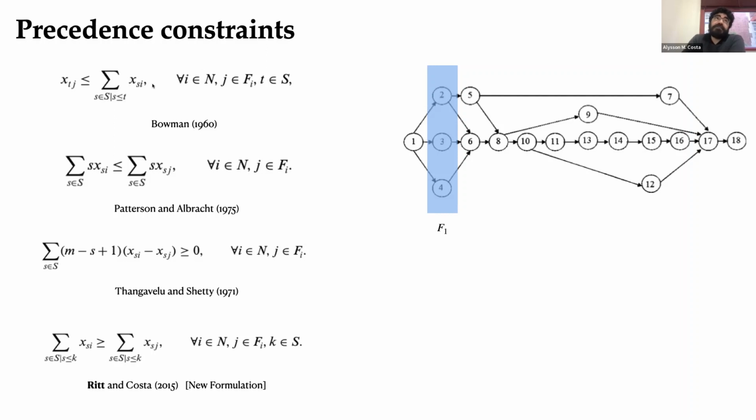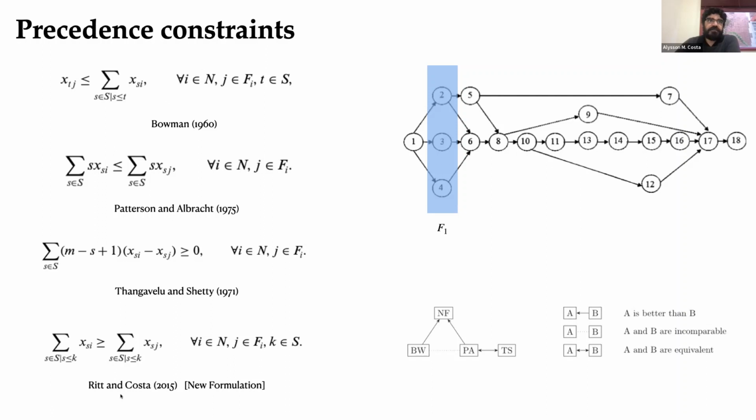So basically it's saying exactly the same thing, only that we show in this 2015 paper that these constraints are actually better than any of these constraints. So actually we show that Bowman is incomparable. You cannot compare to Patterson and Albrecht. These models are equivalent, and our formulation is actually stronger. And by stronger, I mean its linear relaxation is better. So we theoretically prove that these precedence constraints yield a mixed integer programming model that's actually stronger. It has a better linear relaxation than the other precedence constraints.